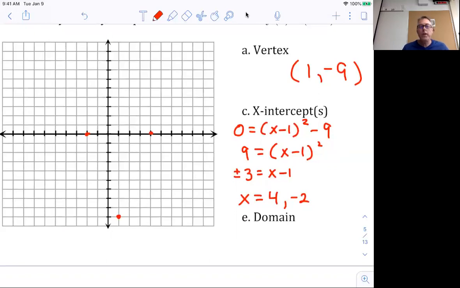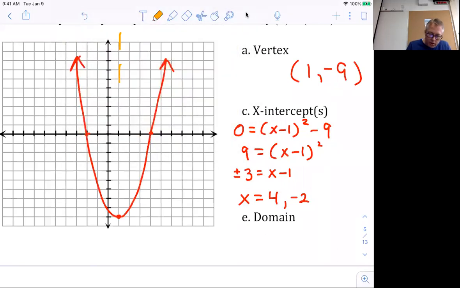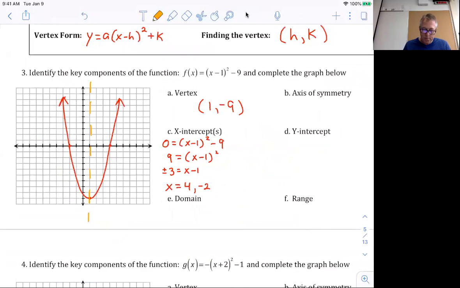And now that really makes sense to me for a variety of reasons. Number one, I'm going to draw in the picture. I know the vertex is down here at 1, -9. And if the vertex is at 1, -9, my axis of symmetry has to be right here. Which, as long as I'm writing that, I might as well write is at x equals 1 for my axis of symmetry.